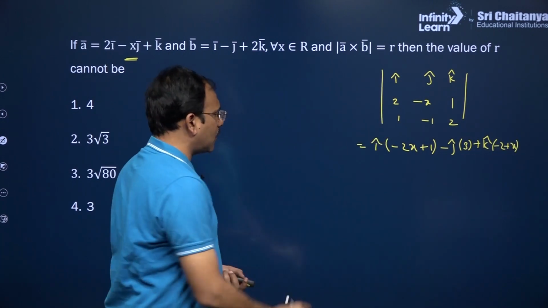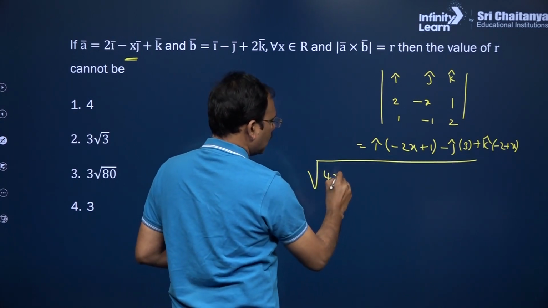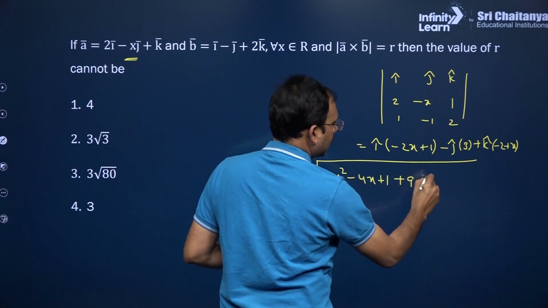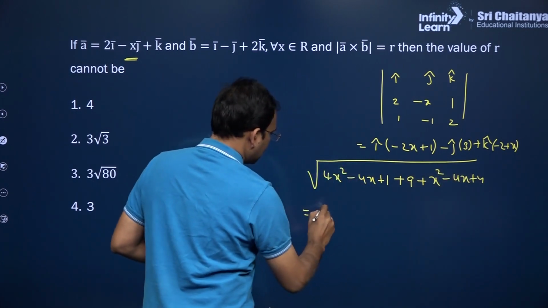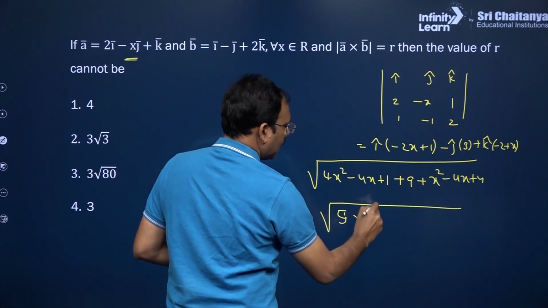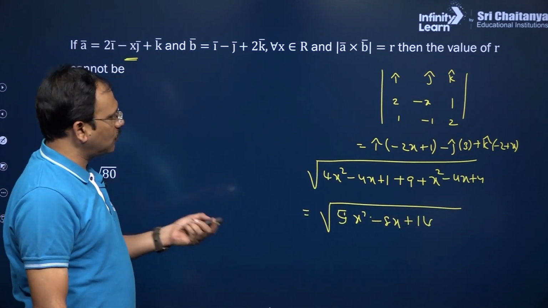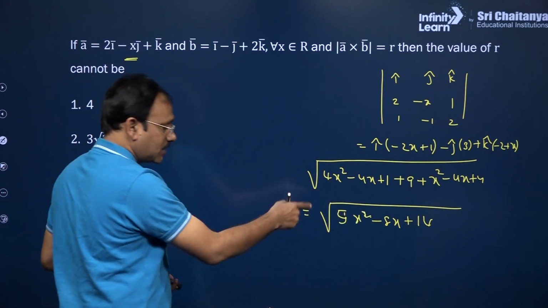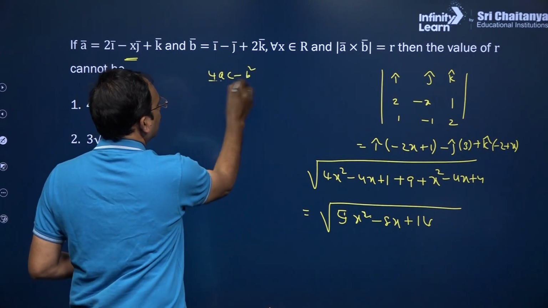Right, my dear friends? What about its magnitude, my dear friends? Square root of: 2x minus 1 whole square is 4x square minus 4x plus 1. This is going to be 9. The next one is x minus 2 whole square is x square minus 4x plus 4, which is, my dear friends, square root of 5x square minus 8x plus 14. This is going to be the magnitude of a cross b. Here it is a quadratic expression under square root, an upward parabola, its minimum value is 4ac minus b square by 4a.